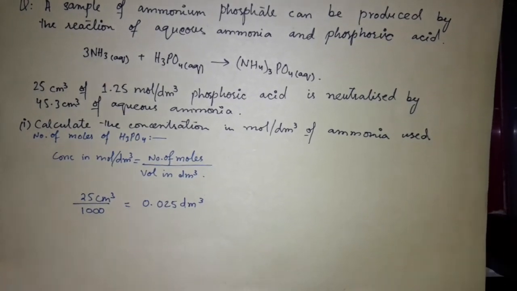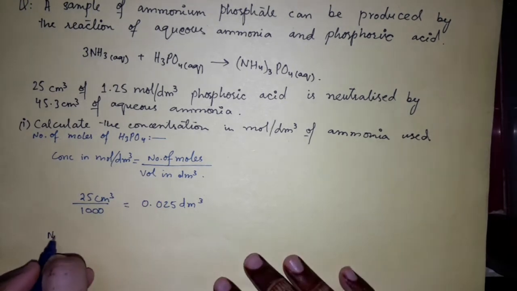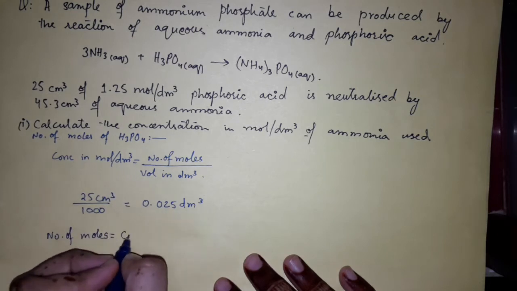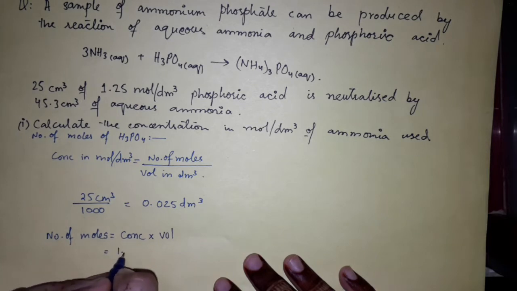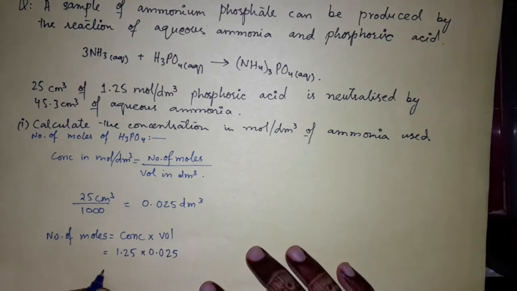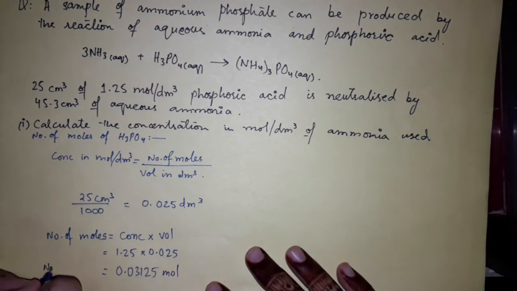Now we put the values of concentration and volume in order to get the number of moles. Number of moles equals concentration multiplied by volume. Concentration is 1.25 and volume is 0.025. So we get 0.03125 moles of phosphoric acid.